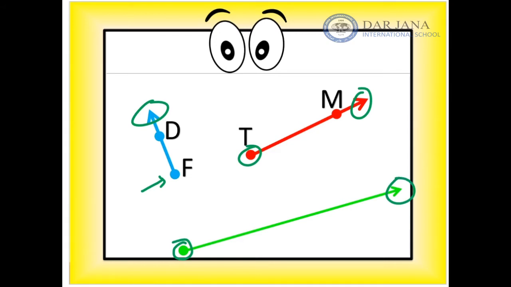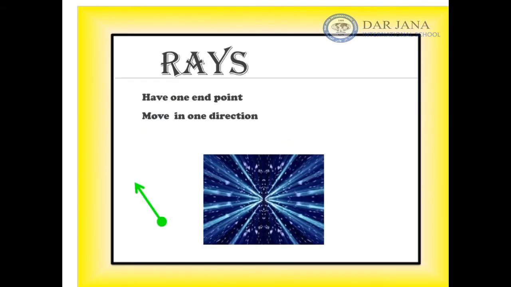So in math, anytime I have a part of a line that stops on one side and continues on the other side, I'm going to call it a ray. So a ray has one endpoint, as shown here, and it moves in one direction, the arrow direction. Also you should know that it's part of a line. If you look at this picture, here it has a lot of rays. It stopped here and it continued on the other side.